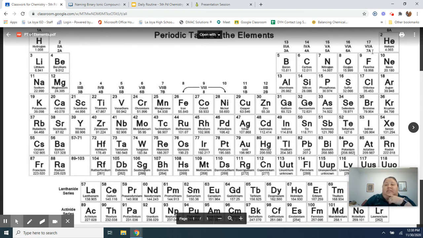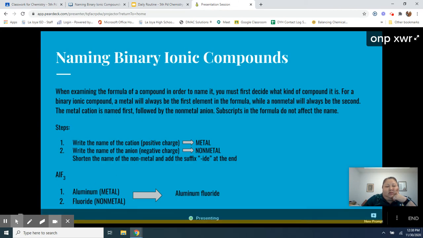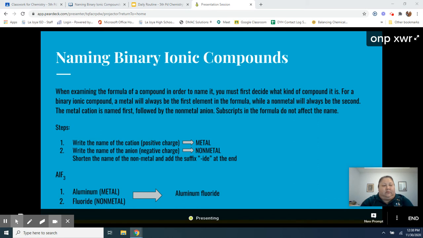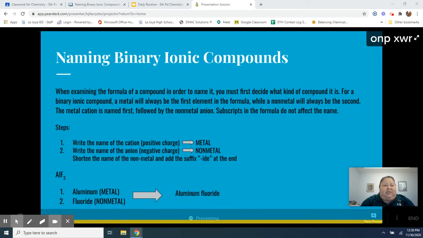What would fluorine change to if you take off the last 3 letters and add IDE? Can somebody type it out in the chat? If fluorine's ending changes to IDE, I need somebody to type it up in the chat. Okay? So if you're talking about the example, Al, very good, Oscar.